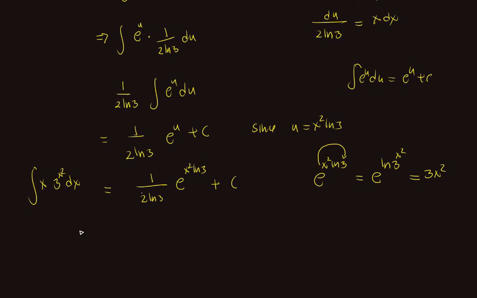3x squared. So the integral of x times 3 to the x squared dx is equal to 3 to the x squared divided by 2 natural log of 3 plus c. Okay, this one, actually, this is supposed to be 3 to the x squared. I'm sorry about that, that was a typo. But here it is, that's the integral.